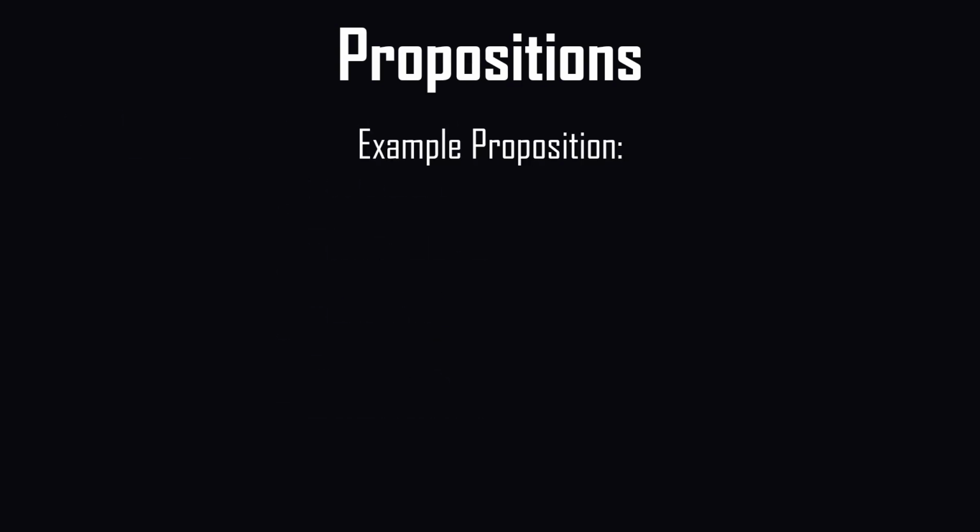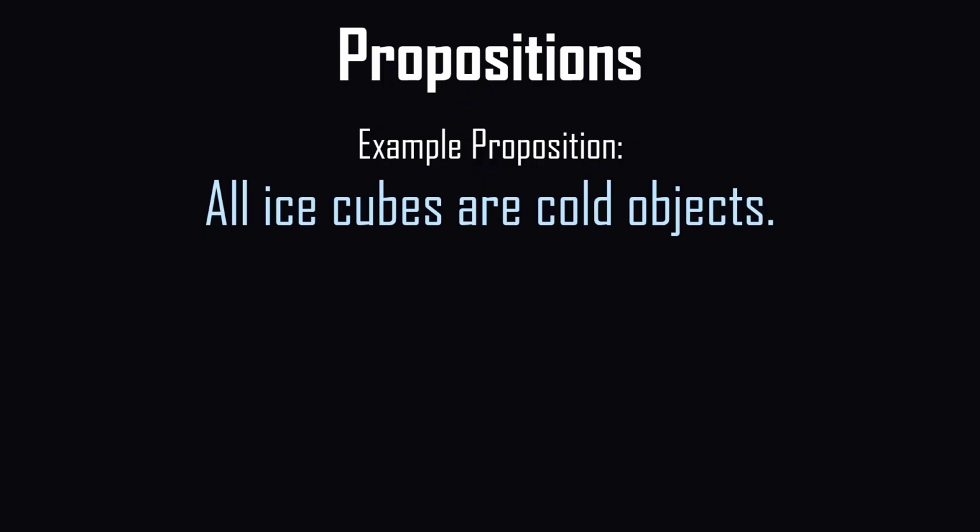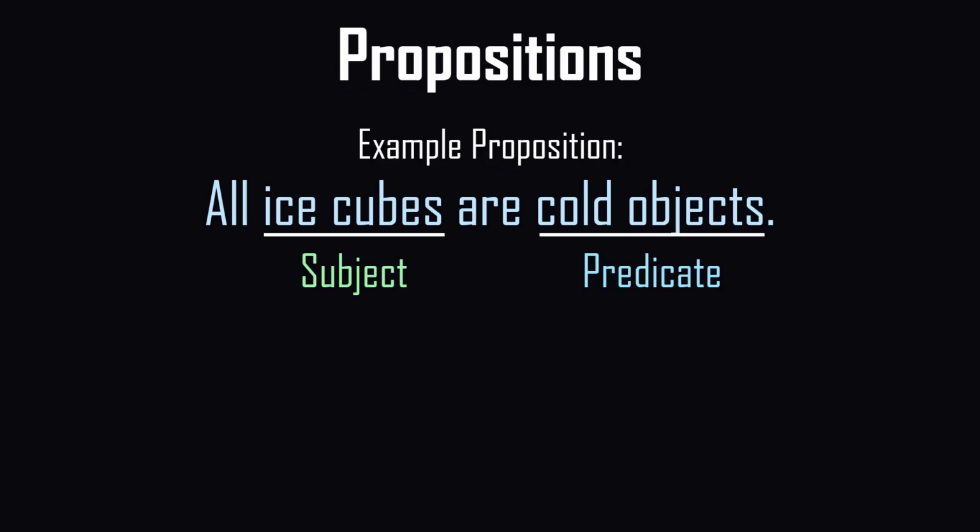Here's an example proposition. All ice cubes are cold objects. Now, let's split this proposition into its four parts. Ice cubes is the subject. A proposition connects the subject with the predicate, which is cold objects. Unlike in grammar, in formal logic, predicates are not verbs, they are always nouns. Note that this predicate adds information to the subject. We took ice cubes and added the information that they are cold objects.